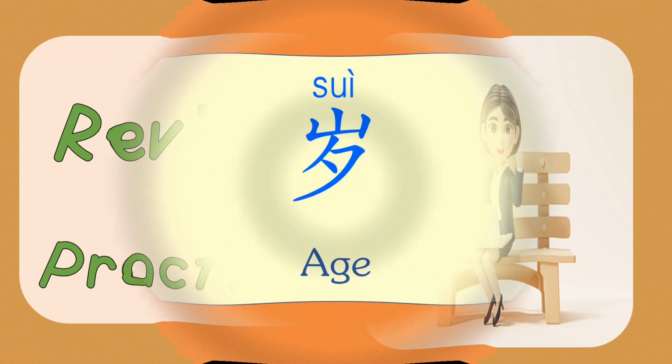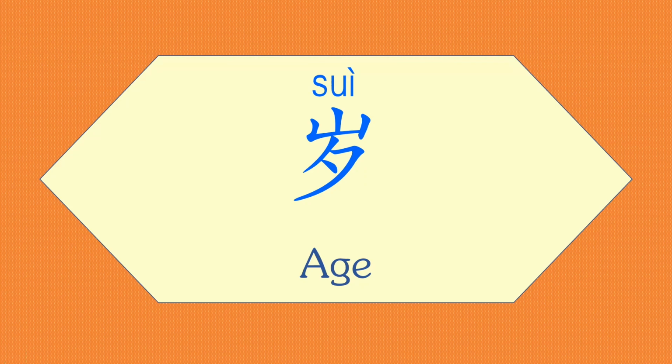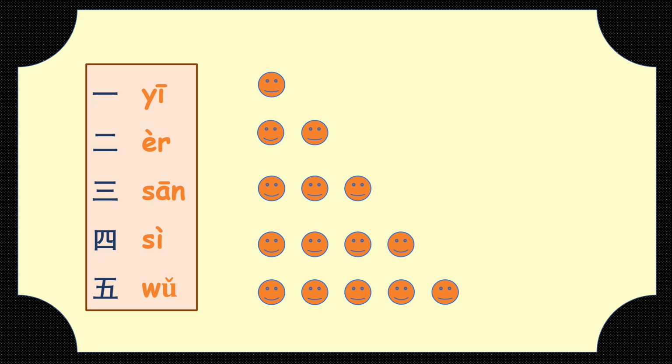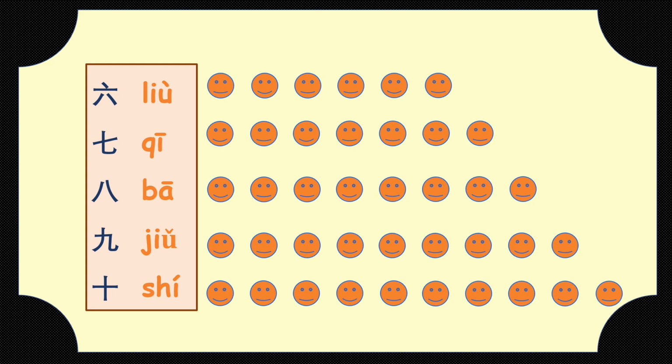岁, age. Let's practice reading the numbers. 1, 2, 3, 4, 5, 6, 7, 8, 9, 10.